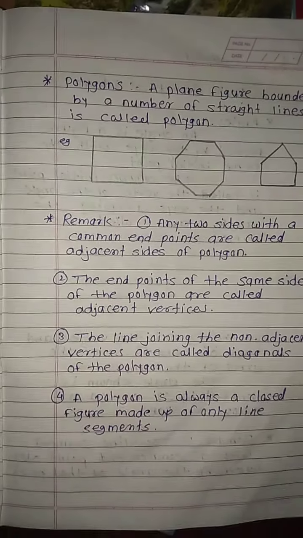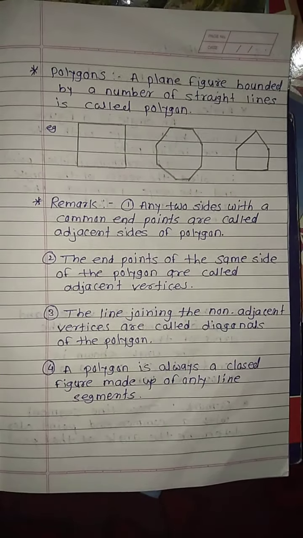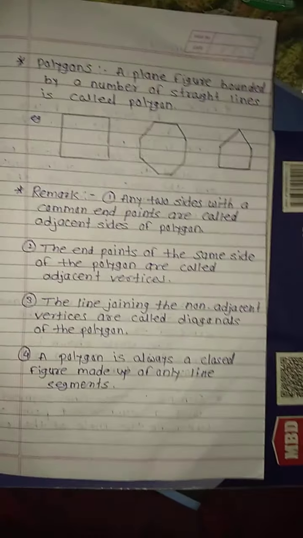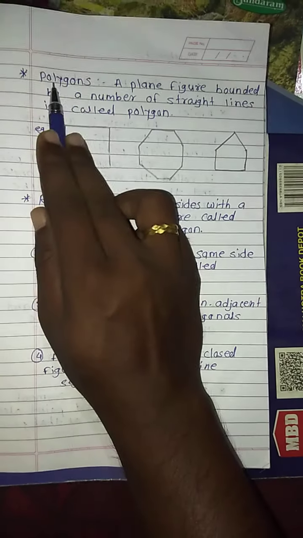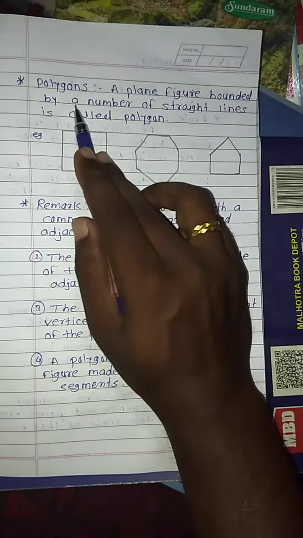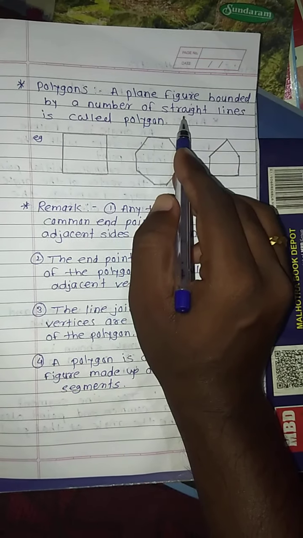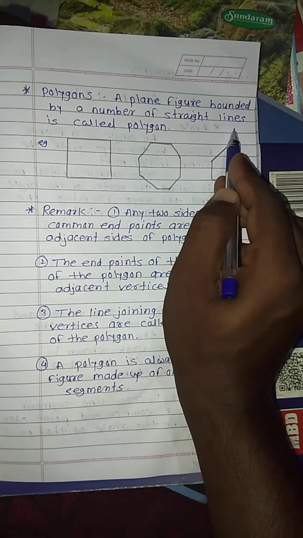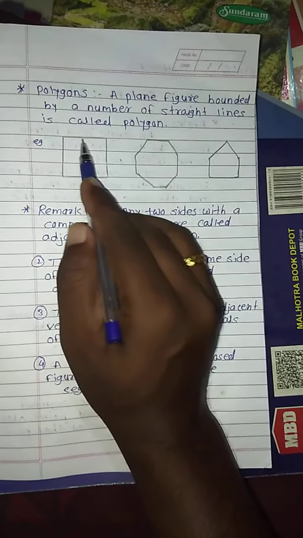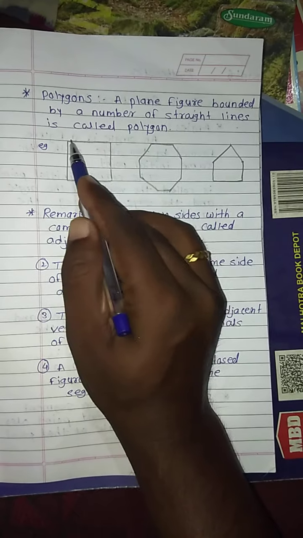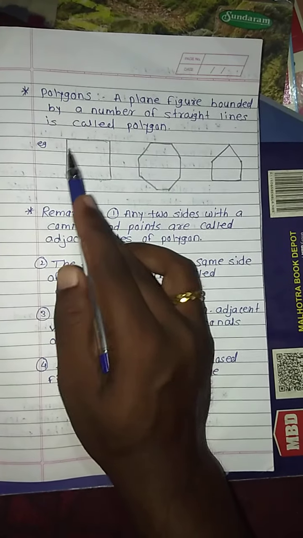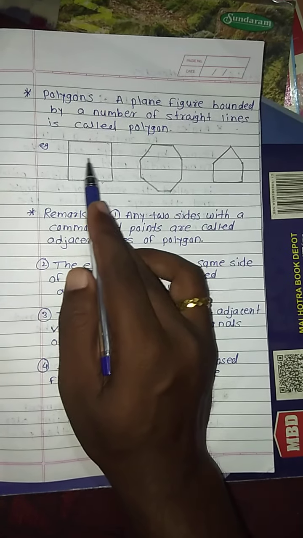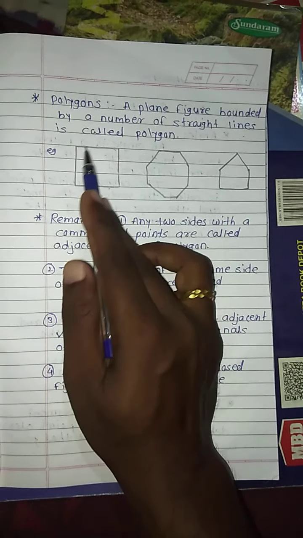Now we are moving toward the polygon. Poly means many, gon means angle, means those figures which show many angles, we can say that this is a polygon. A polygon is a plane figure bounded by a number of straight lines. You can observe this figure is bounded by this straight line, this straight line, this straight line. This figure is bounded or joined by straight lines, then we can say that this is a polygon.